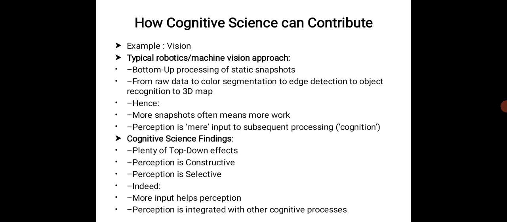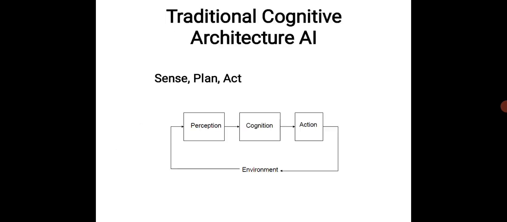So perception is mere input to subsequent processing. We need to do certain subsequent processing. And here perception will normally be a constructive one or selective one. This shows you the traditional cognitive architecture of AI, which is perception, cognition and action. So depending upon the environment, that is sense, plan and act.